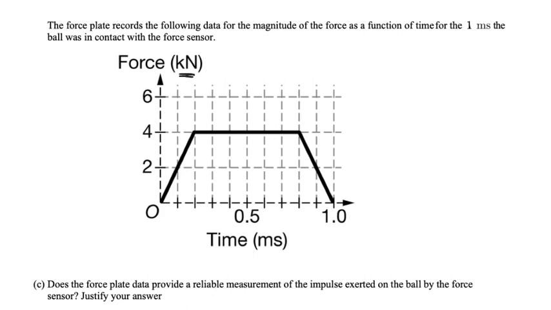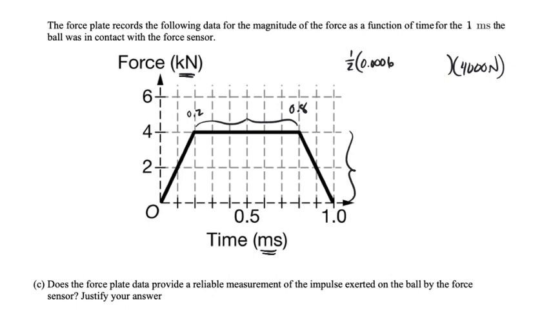Kilonewtons. So that's thousands of newtons, 10 to the 3. Milliseconds is 10 to the negative 3 seconds. You need to put this in newtons and seconds. I did 1/2 the sum of the bases times the height. So the height was 4,000 newtons. And this base goes from 0.2 to 0.8, so that's 0.6 milliseconds.